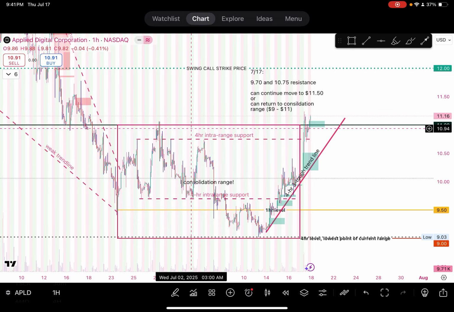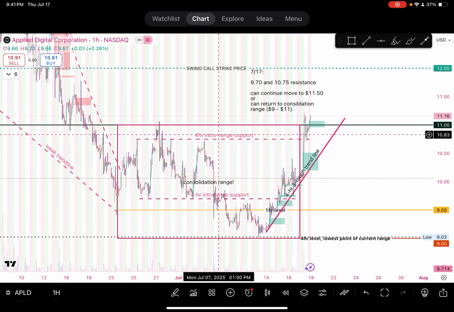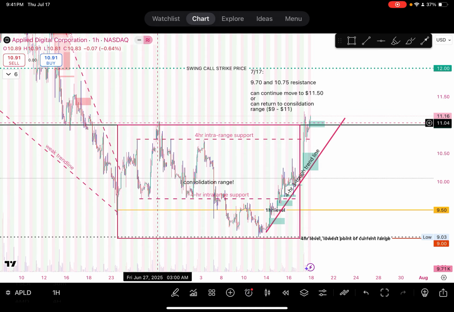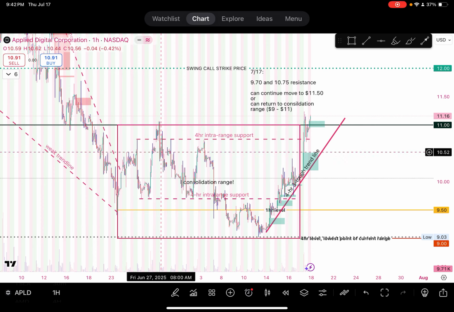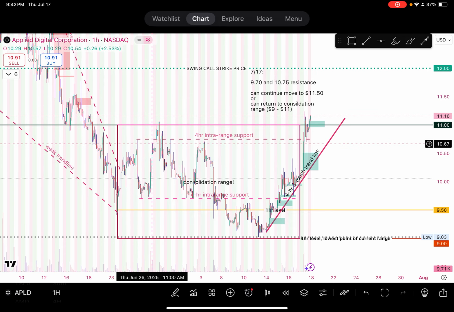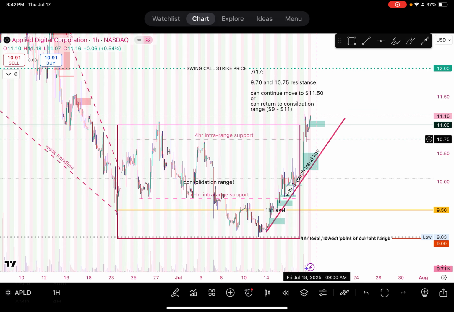we've now pushed back above $11, and it was really hard to hold that above $11 here, which came at the end, on June 27th. But now we've pushed back above it a couple times, and so I would like to see a move to $11.50. But it can also return back to its consolidation range. But if it returns to its consolidation range, then it will probably continue using this 10.75 as support, which I would like to see it do.